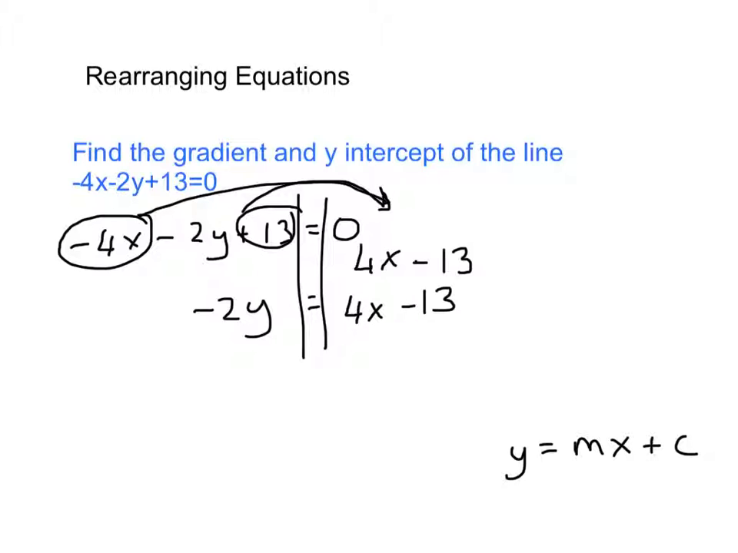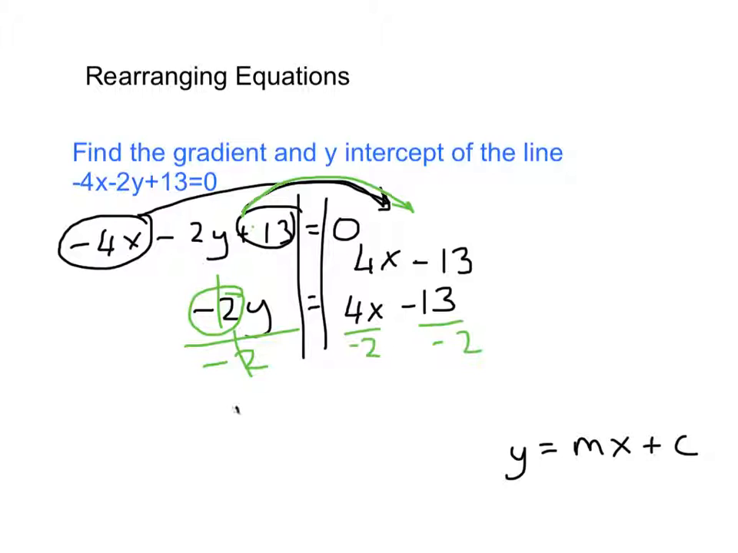I've still got this negative 2, this is negative 2 times y, multiplying by y. To get rid of that, I have to divide that side by negative 2. The opposite of multiplying is dividing. The opposite of adding here was subtracting. The opposite of subtracting, or a negative, was to make a positive. So I've divided by negative 2. I must divide that side by negative 2 as well. So I can cancel those.